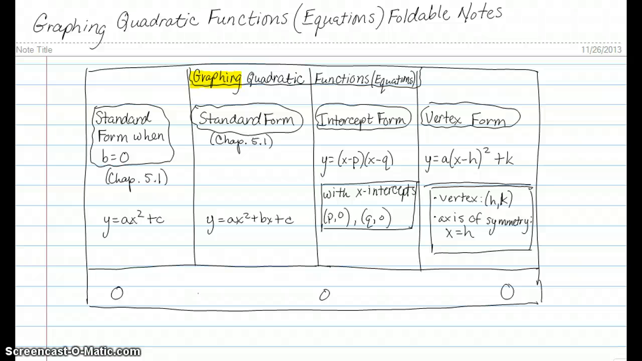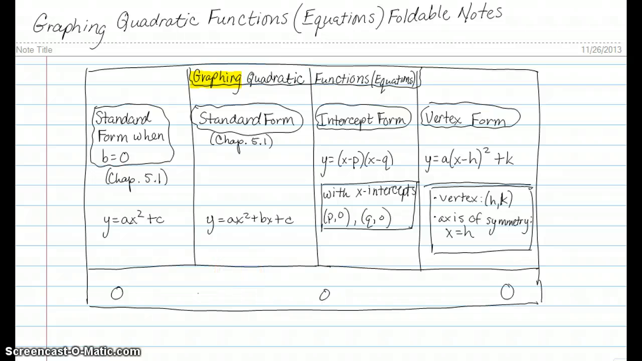These are the graphing quadratic functions, or graphing quadratic equations, foldable notes. You'll fold your paper in half vertically, and then when you've done that, if you were to turn it sideways, these are the holes in your paper. You would then fold it in half horizontally and in half horizontally again. And so what will happen is you'll have four distinct folds.